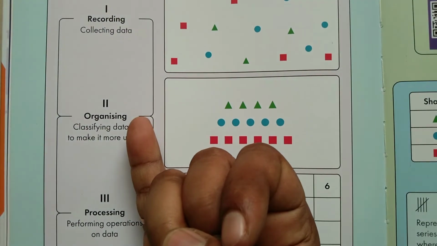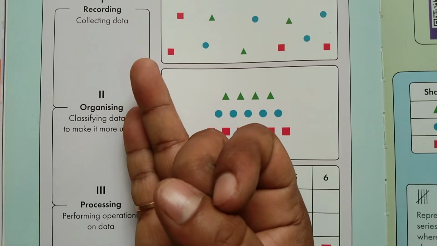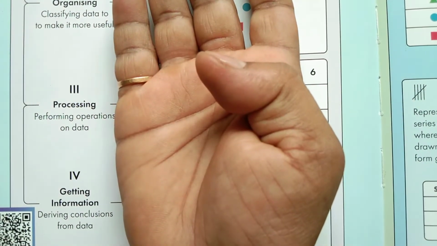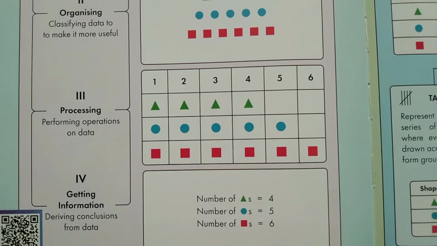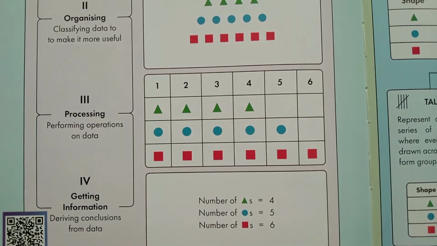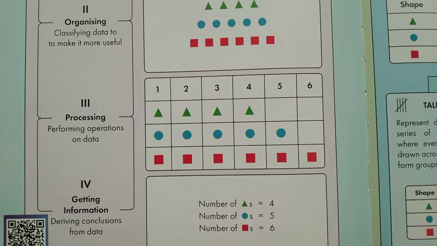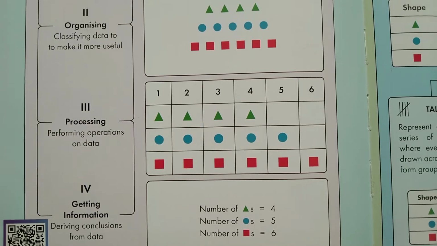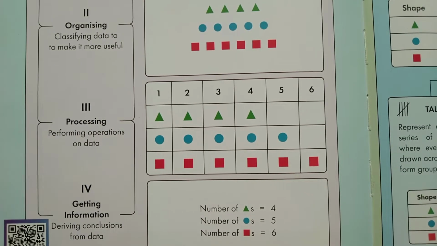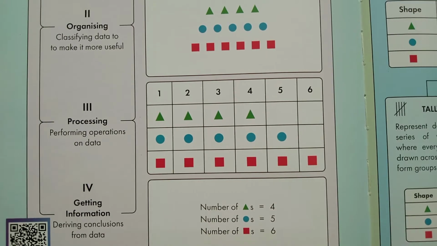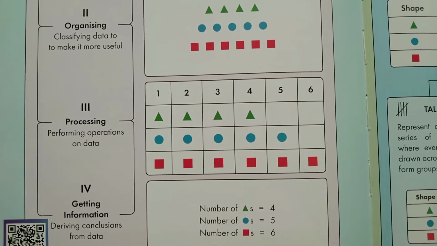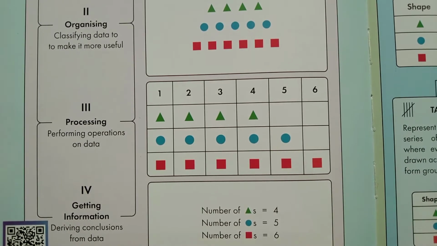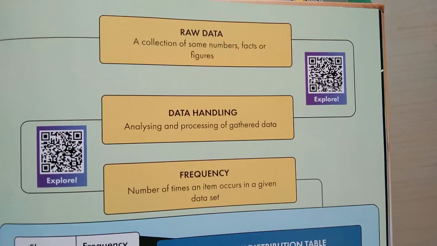So what do you mean by data? It is a collection of information, and then we need to organize it, process it, and derive conclusions from the data. So this is called data handling. Data is a collection of information, and we need to classify the data to make it more useful, and then process it. At last we need to give a conclusion, right? So this is nothing but the journey from data to information.